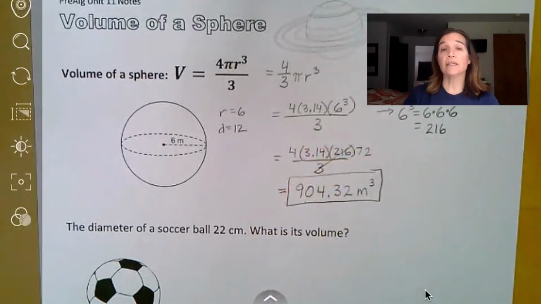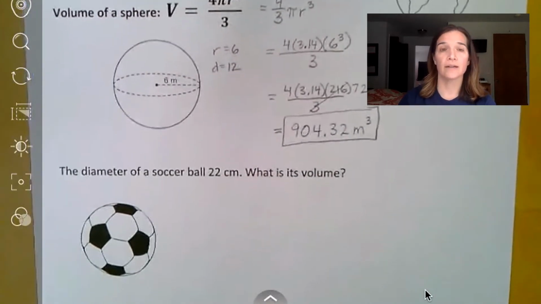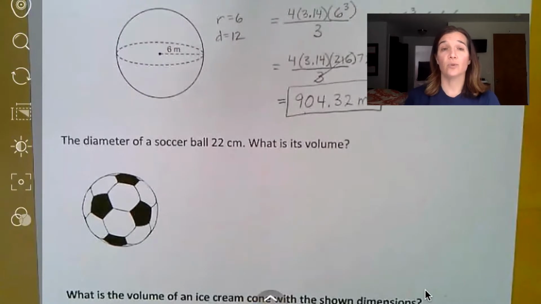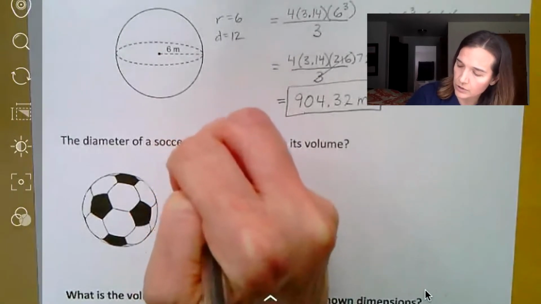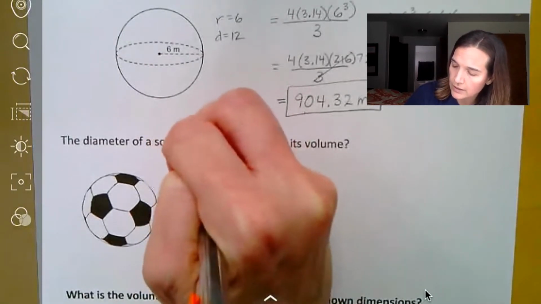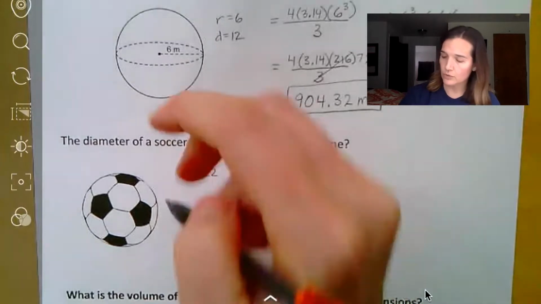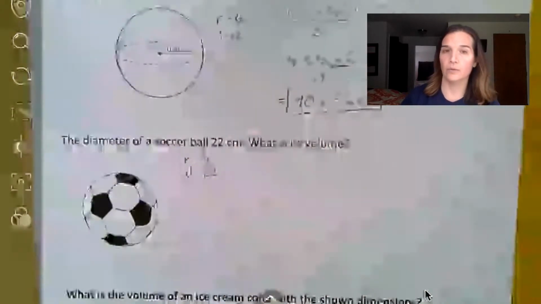All right, don't be scared of the word problems. They are just like the picture problems, except they tell you in words what's there. This one, the diameter of a soccer ball is 22 centimeters. What is its volume? They told me diameter and 22. So my diameter is 22. Half of that would be our radius, which is 11. And we don't have to worry about height.